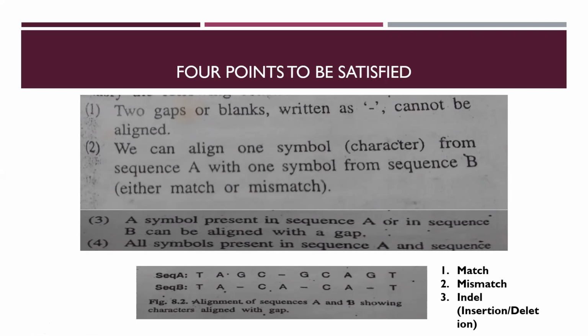So the first 2 points we discussed: two gaps cannot be aligned with each other. You see here, there are no two gaps aligned with each other. We can align one character of sequence A with another character of sequence B. Two characters from each sequence can be aligned with each other, or one character from sequence A can be aligned with a blank in the other sequence. That is possible.